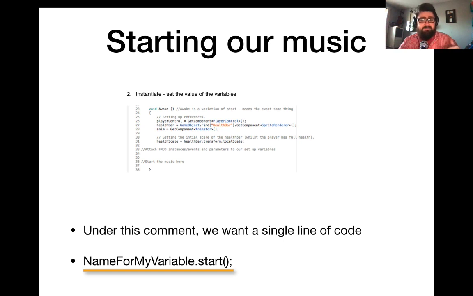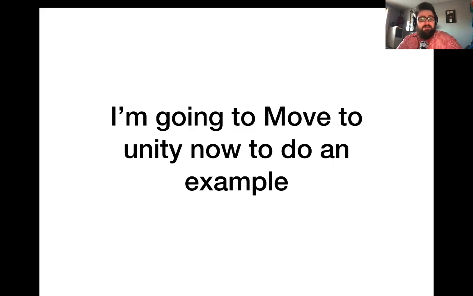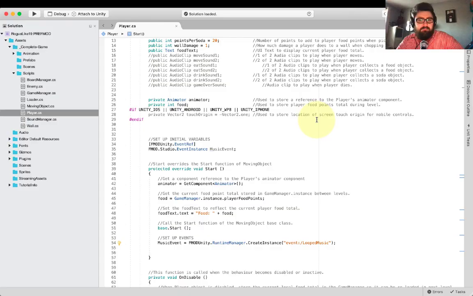Name for my variable, whatever you called your variable, I've been calling it music event, dot start, open and close bracket, semicolon, done. So what that tells FMOD is, I'm going to use this event, which I've told you to keep a place for. I want you to play it as soon as the game begins, and I want you to start that piece of music. And I'm going to move in and code that.